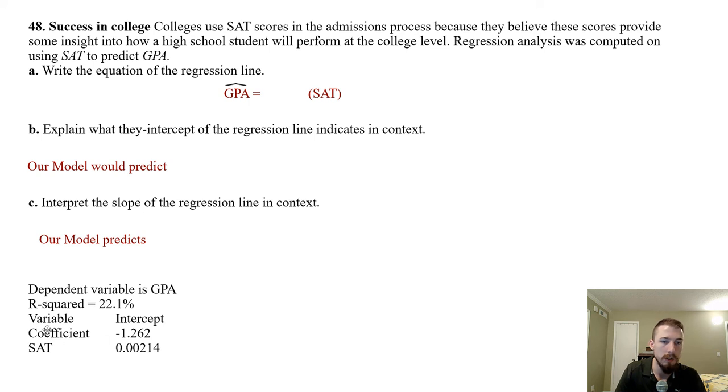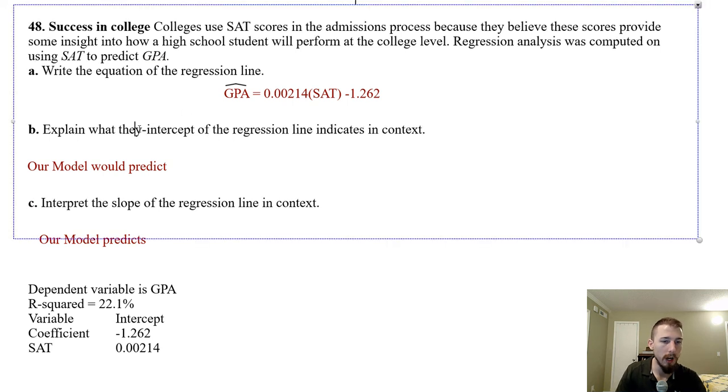So write the equation of the regression line. So down here, the coefficient is talking about the y-intercept. So that's going to be the part that goes back here. And then the SAT, that's going to be the one that goes with the SAT variable, which is the slope. And our dependent variable is our GPA. So hopefully you're figuring out how to analyze regression analysis. And we put the hat over the GPA because we're predicting the GPA.